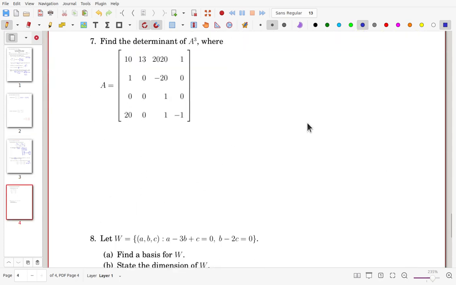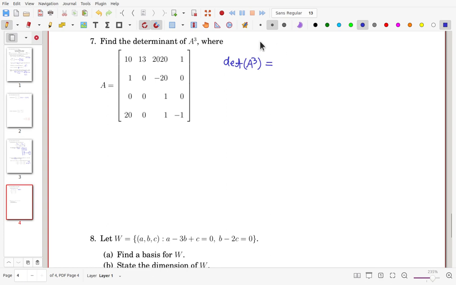Number 7. Find the determinant of A to the 3 where A is given. Now for this problem, what we have to get is the determinant of A cubed. Now, do we have to get A cubed? No. Here the property of determinant is given in this way.